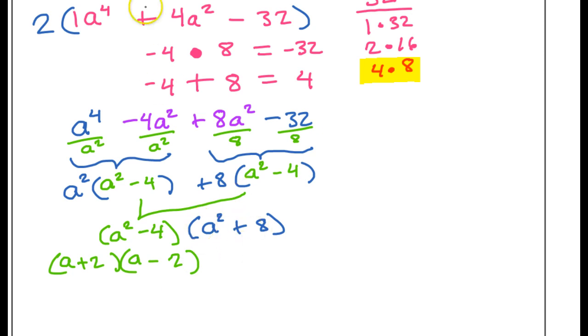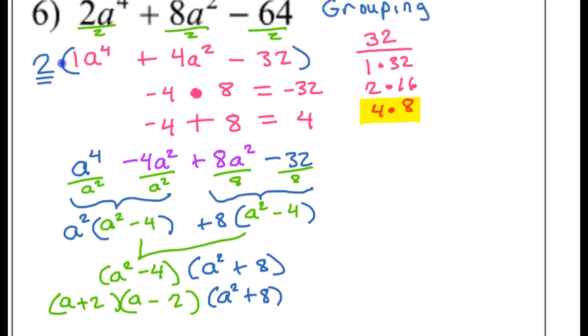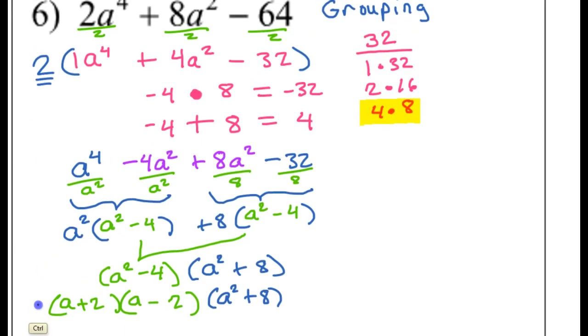Now, a squared plus 8 cannot be factored because it is a sum. It has to be the difference of two squares. Also 8 is not a perfect square. So anyway, I'm just going to bring this down unchanged, a squared plus 8. Now, this is almost the final answer, except we need to make sure we don't forget the GCF that we pulled out at the very beginning of the problem. That GCF is still going to be part of the solution. So this will be the final answer for number 6.